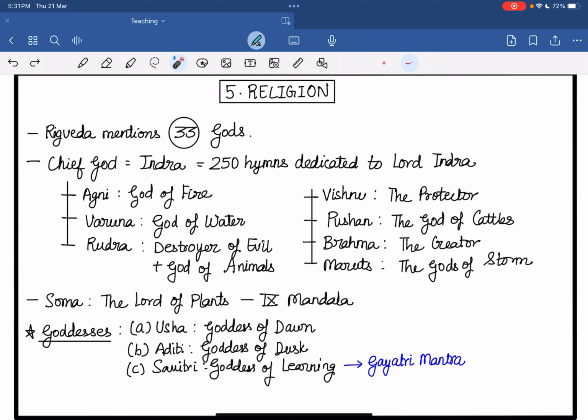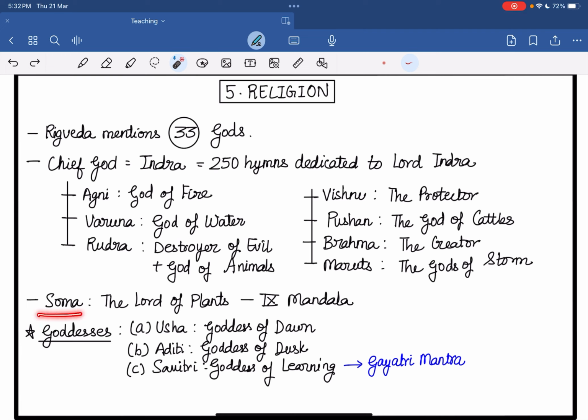There are other gods as well. Agni, the god of fire. Varun, the god of water. Rudra, the destroyer of evils or god of animals. Vishnu, the protector. Pushan, the god of cattle. Brahma, he was also called Prajapati, often called the creator. Now, when we talk about Maruts, they are the gods of storm.